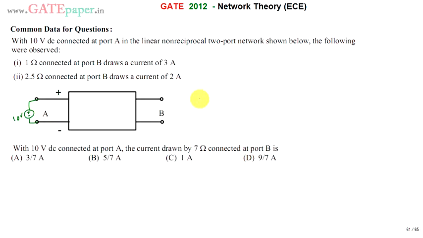If 1 ohm is connected at port B, it draws a current of 3 amperes. If 2.5 ohms is connected at port B, it draws a current of 2 amperes. Then find the current drawn by 7 ohms connected at port B. So this is the first case given: if 1 ohm is connected, the current drawn by this circuit is 3 amperes.